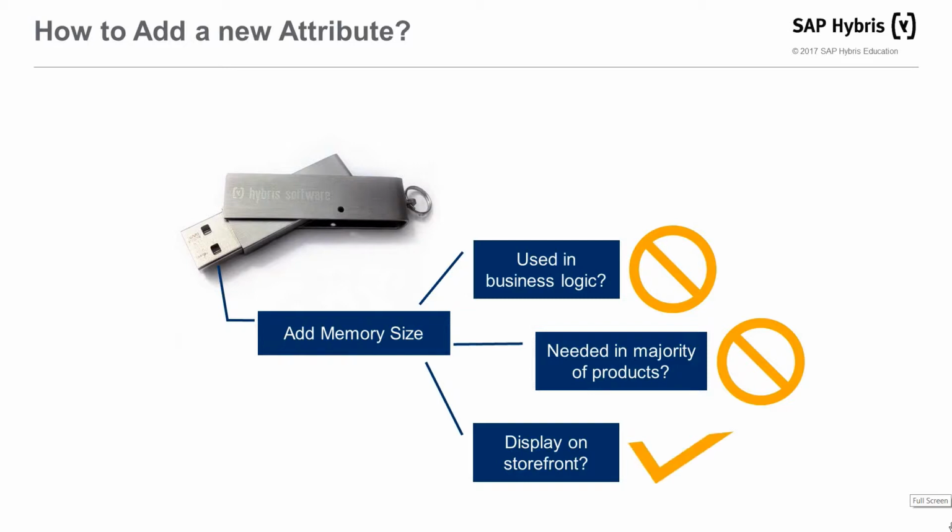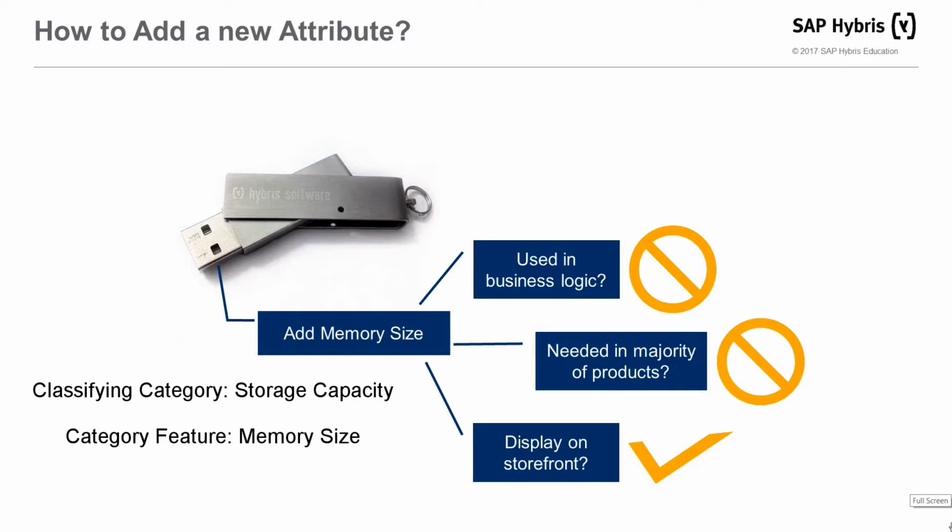In this case, the best solution is to extend the electronics classification system. So in this video, I'll create the classifying category storage capacity, which will have the category feature memory size. Please remember that classifying categories are used to add dynamic attributes to products without changing the data model.